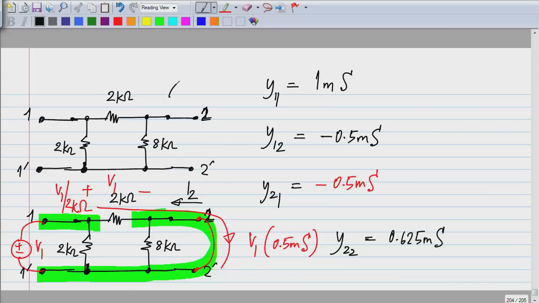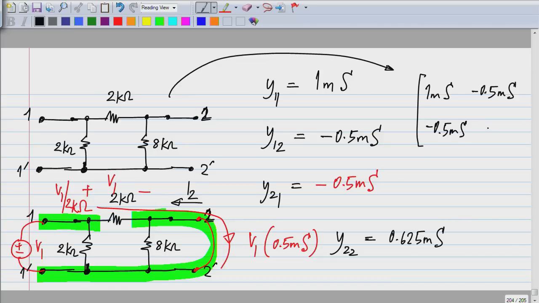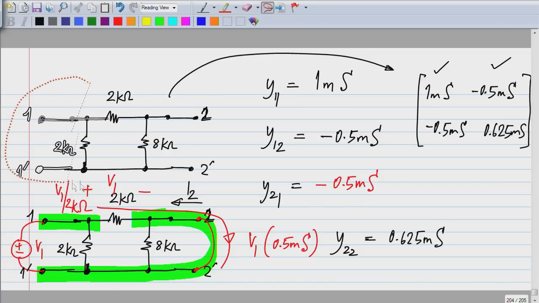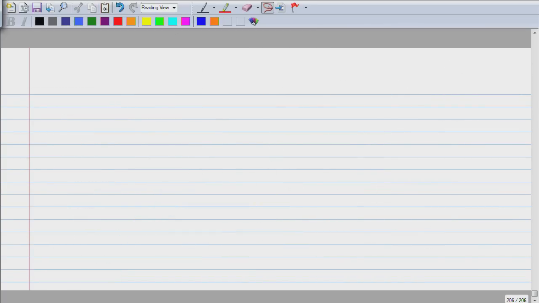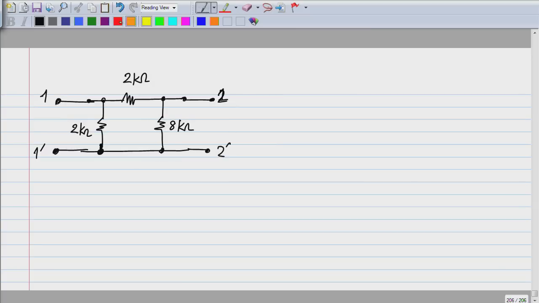So the Y parameters of this network are 1 millisiemens, minus 0.5 millisiemens, minus 0.5 millisiemens, and 0.625 millisiemens. Okay. So this and this we already discussed. We'll look at the other two. To calculate Y22, what we do is we have to short circuit port 1 and apply V2 here. Okay.